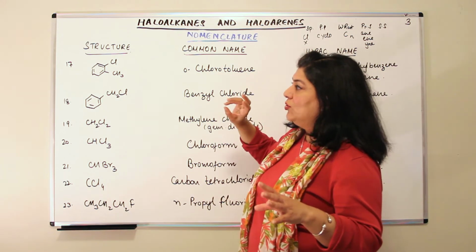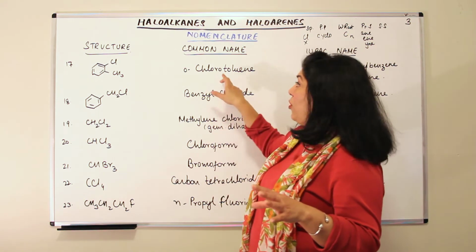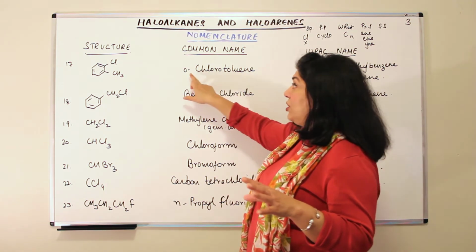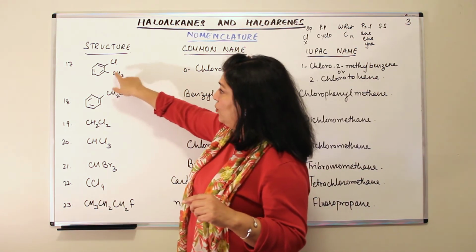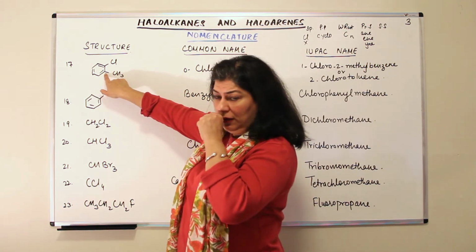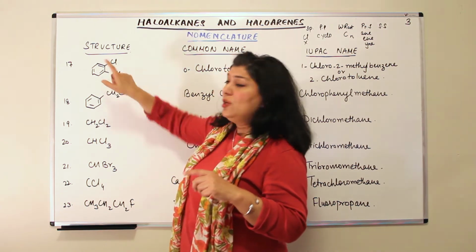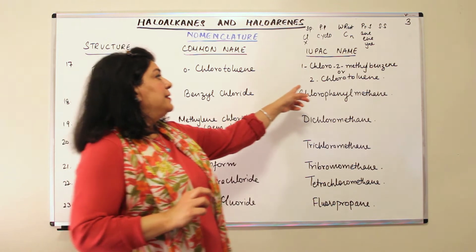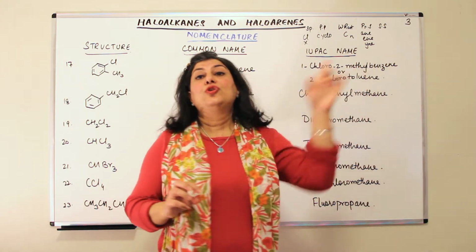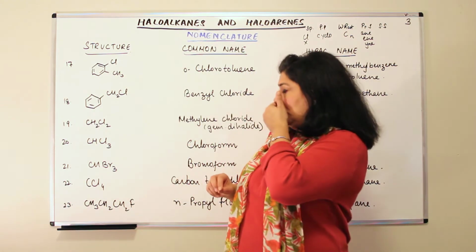In IUPAC nomenclature also, you could call it toluene. So instead of writing ortho, what would you write? You would write that if this is toluene, this becomes the first carbon and the locant for chlorine becomes the second one. So you would write it as 2-chlorotoluene. You will not write ortho.